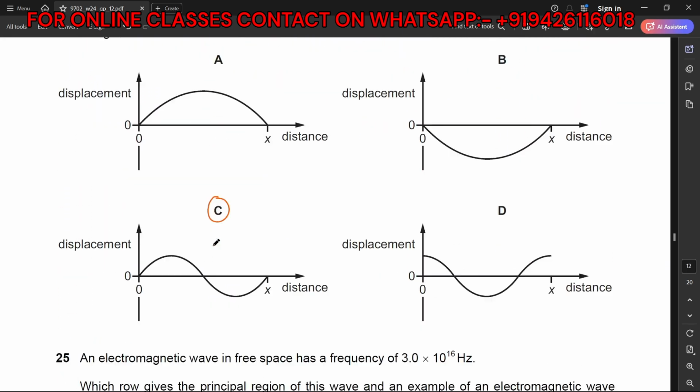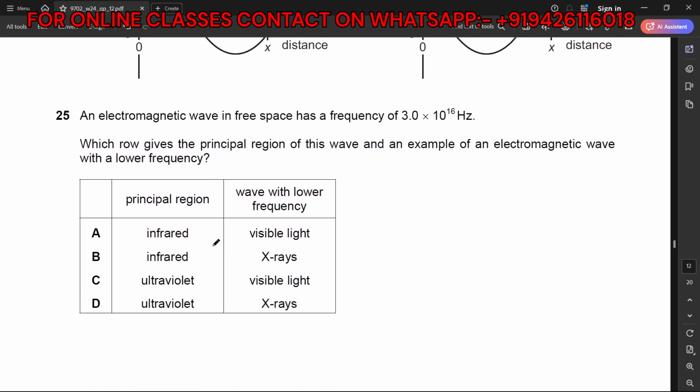Now moving on towards the next question, we have an electromagnetic wave in free space with a frequency of 3 × 10^16 hertz. Which row gives the principal region of this particular wave? We know that we have X-ray, gamma ray, ultraviolet, then visible light, and so on. Out of all of these regions, this frequency belongs to which principal region?